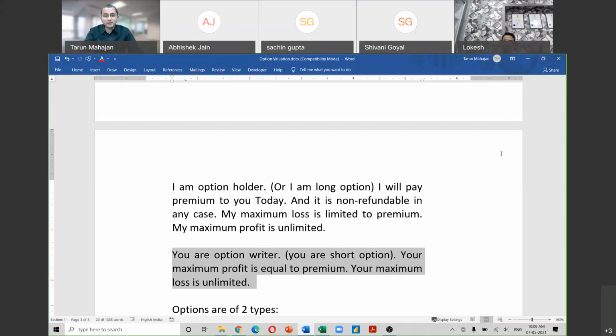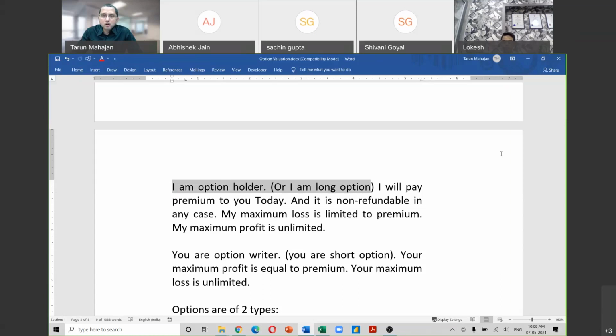Your maximum profit is premium. My maximum profit is unlimited. Your maximum loss is unlimited. See, I have the right to buy gold. Even if I have the right to sell gold, I am still the option holder. If the price becomes favorable, I'll sell it; otherwise, I won't sell it. Still, I am the option holder. Still, my position is long.